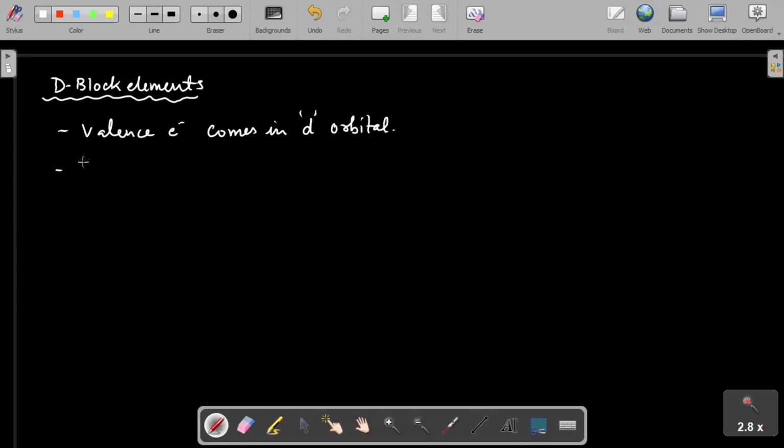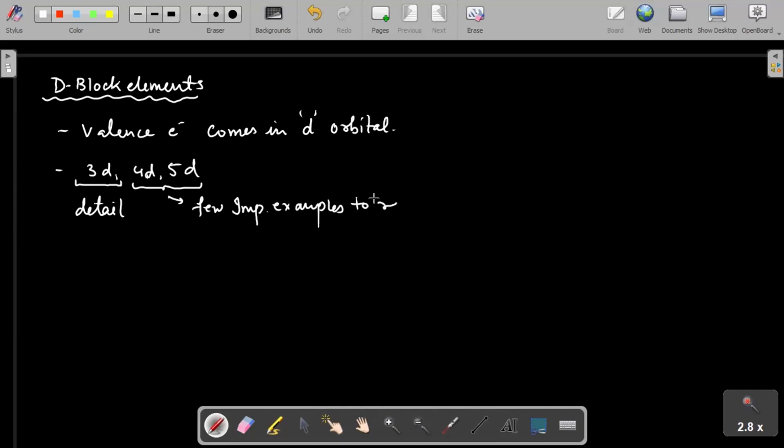Suppose we have the 3D series, 4D series, 5D series. We have to learn the 3D series in detail. Then we have to study the 4D and 5D series. So let us start with the 3D series.